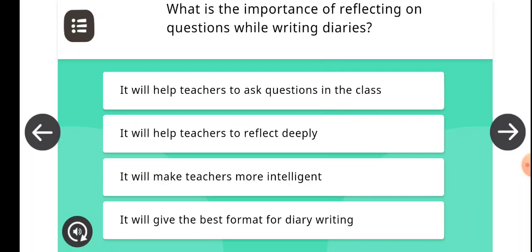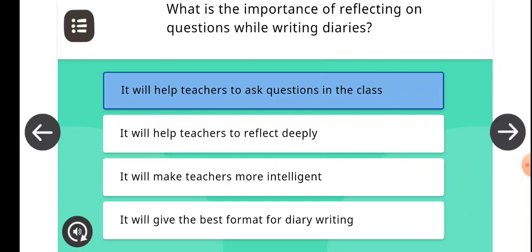Next question, what is the importance of reflecting on questions while writing diaries? Once again, what is the importance of reflecting on questions while writing diaries? While writing diaries, some questions will mingle in your mind. Here diaries means not a personal diary, it is about a teacher diary. So what is the importance of reflecting on questions while writing diaries? Let's have a look at the answers.